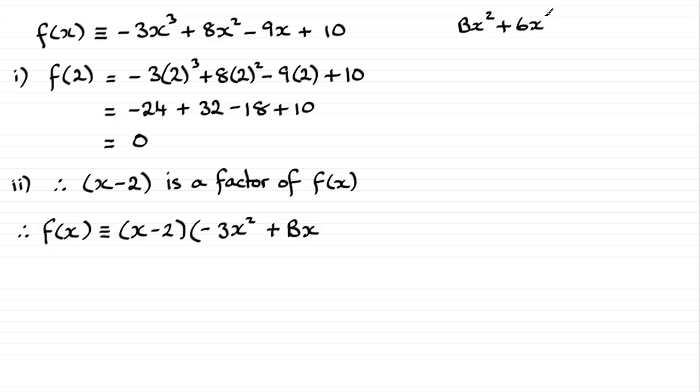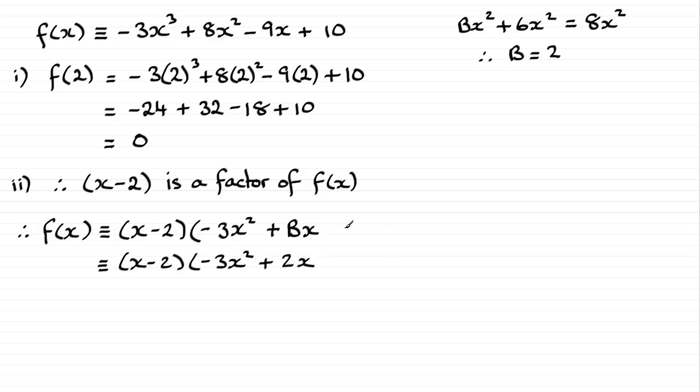And we know that the result should really be plus 8x squared. This has got to come to 8x squared. So just by looking at this, we can see that b must be equal to 2. 2x squared plus 6x squared gives us the 8x squared. So I know that for this part then, let's just put underneath. Okay, we've got x minus 2 multiplied with minus 3x squared, and we've got plus 2x so far.